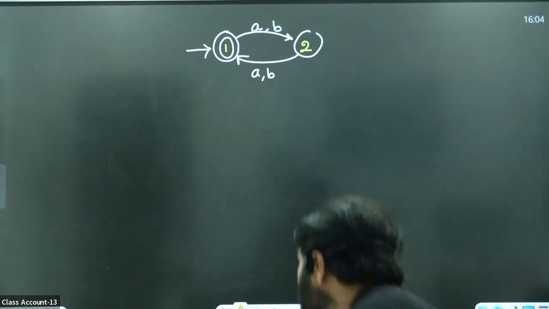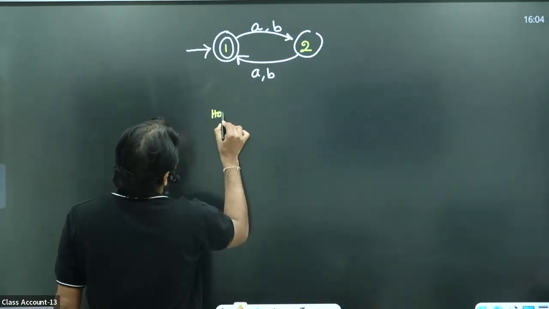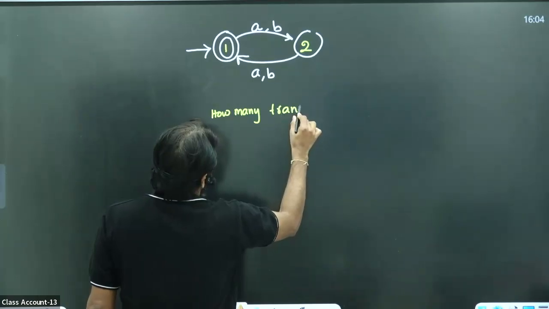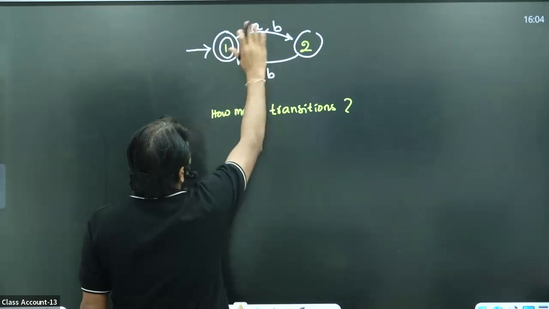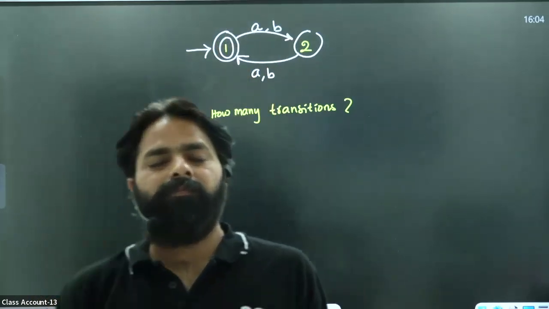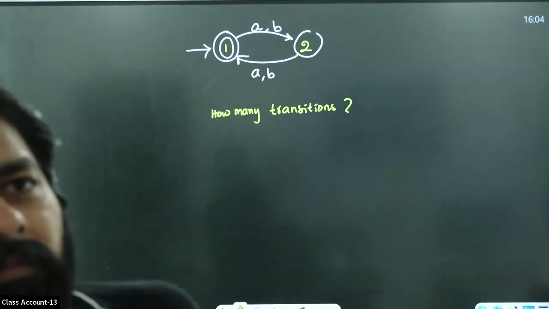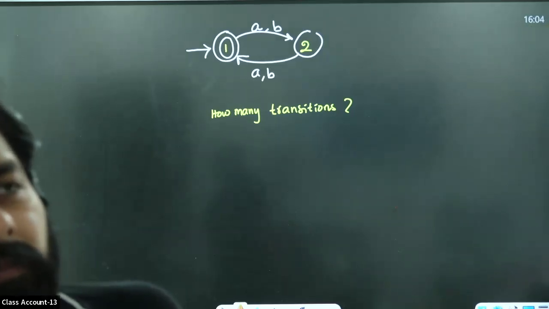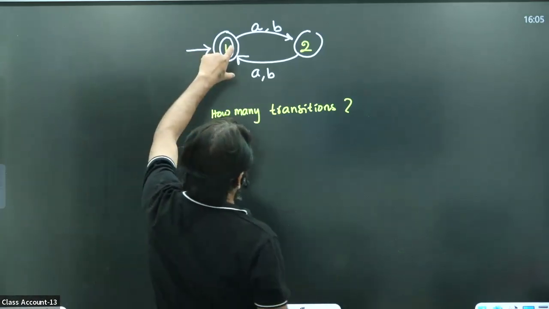And remember, I saw a lot of people make mistakes. How many transitions here? In this machine, how many transitions? 4. Edges only 2, but there are 4 transitions.